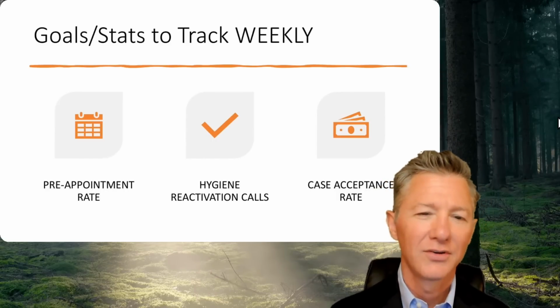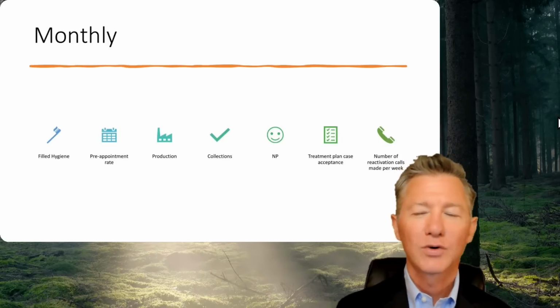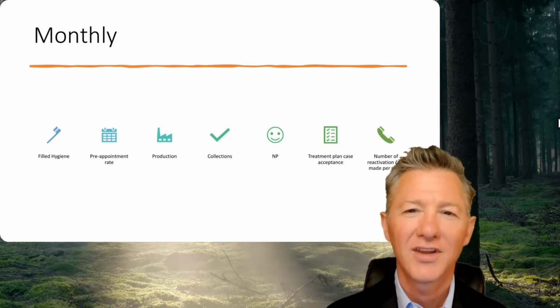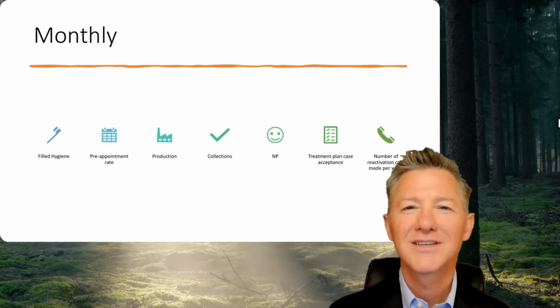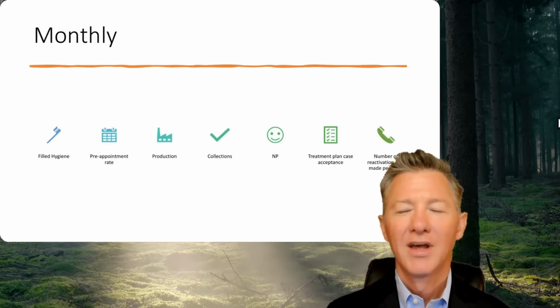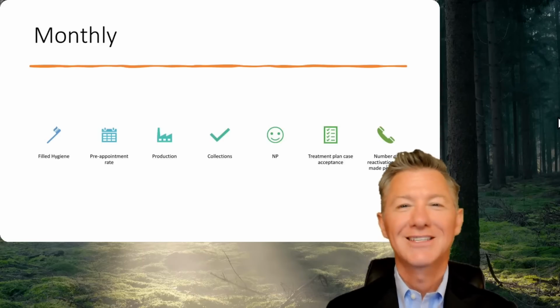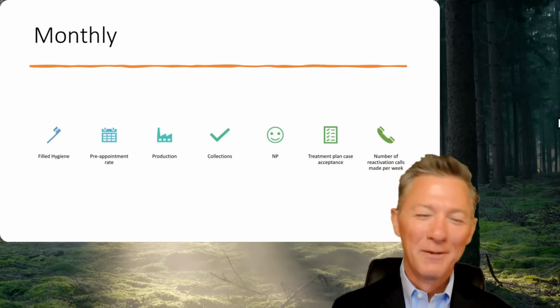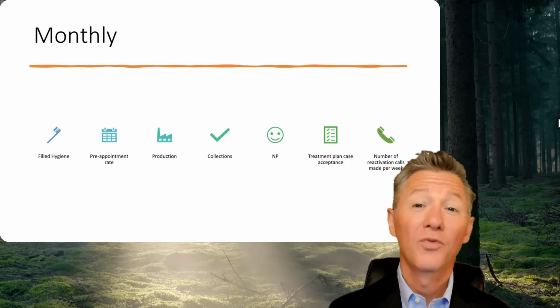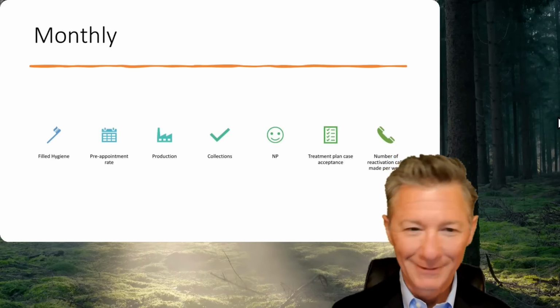So these are the goals I track weekly, and of course monthly I track all of them. I keep this data so that I know where our business is going month after month after month, and I can also use these goals to set my goals 6 months from now. Because again, our goals are relative to where we were 6 months ago.